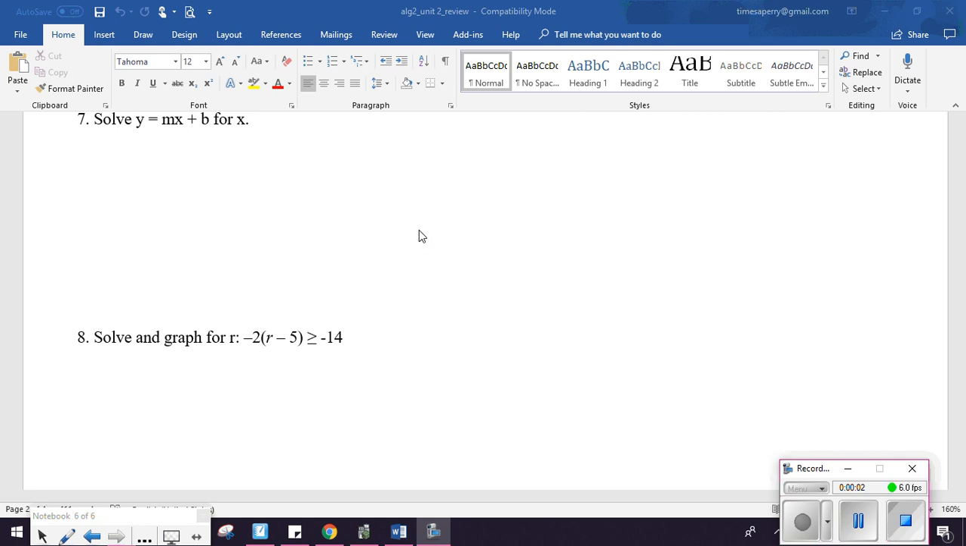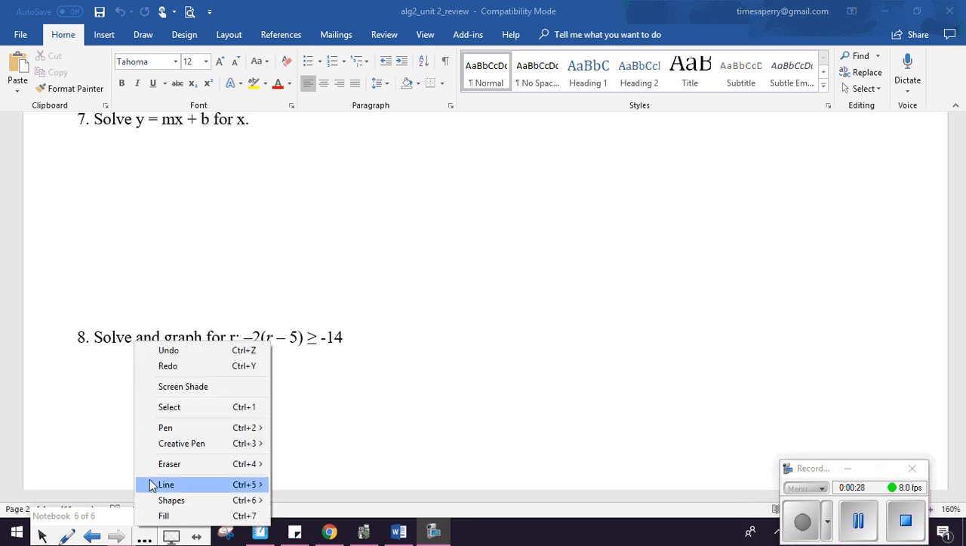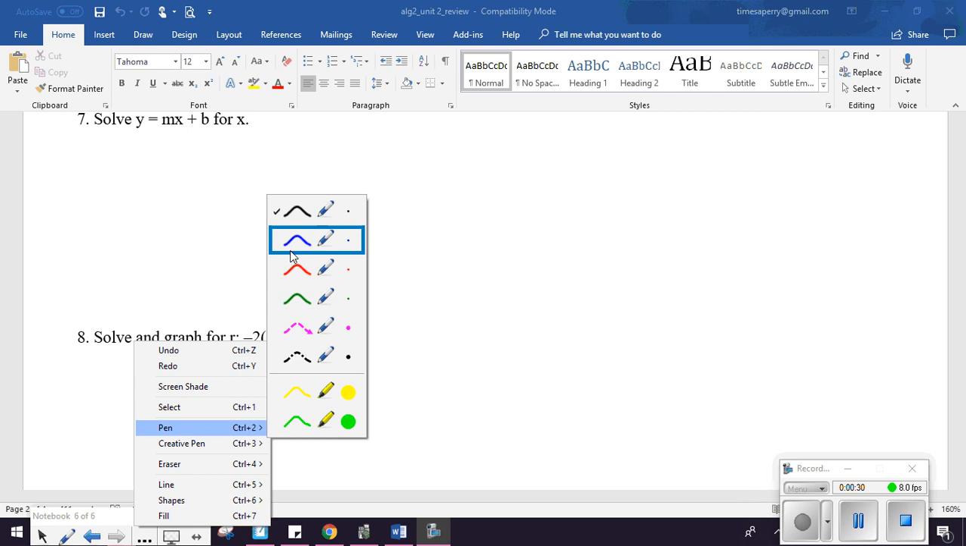Alrighty, number 7 wants us to solve y equals mx plus b for x. So these are what we call literal equations, if you wanted extra practice and we're using another resource. Sometimes we solve equations, but we don't want a value right away. We just want you to literally isolate the variable. In this case, the variable is x. So the first thing I would have to move is b by subtraction.